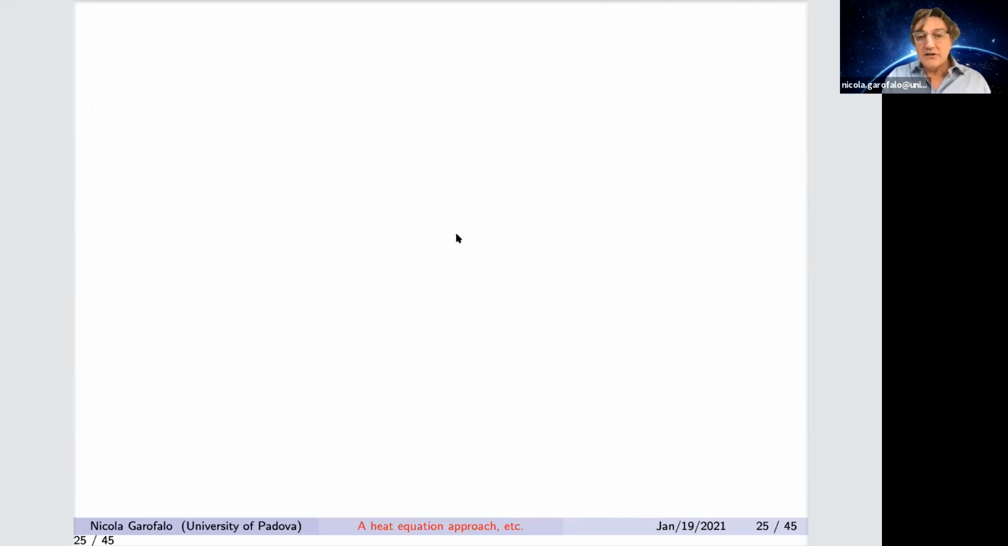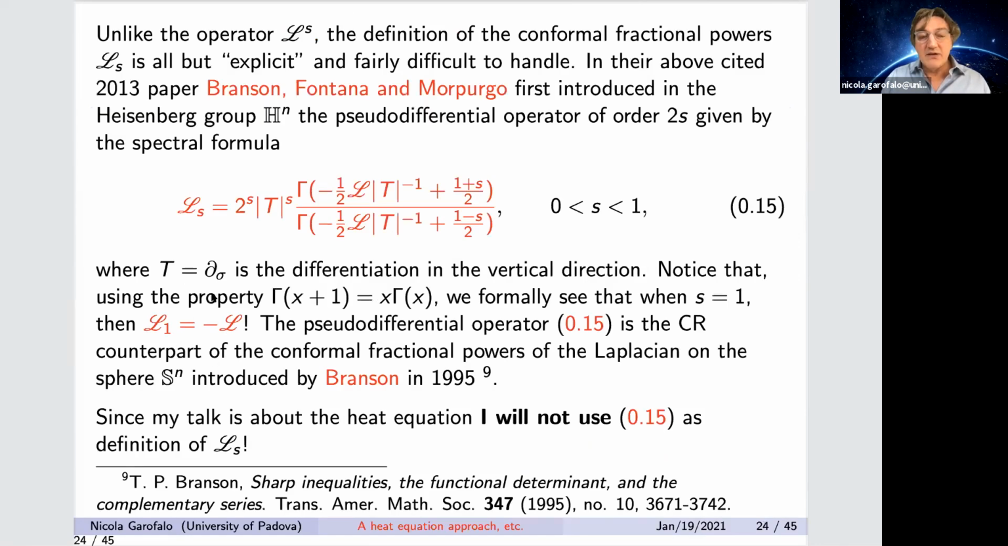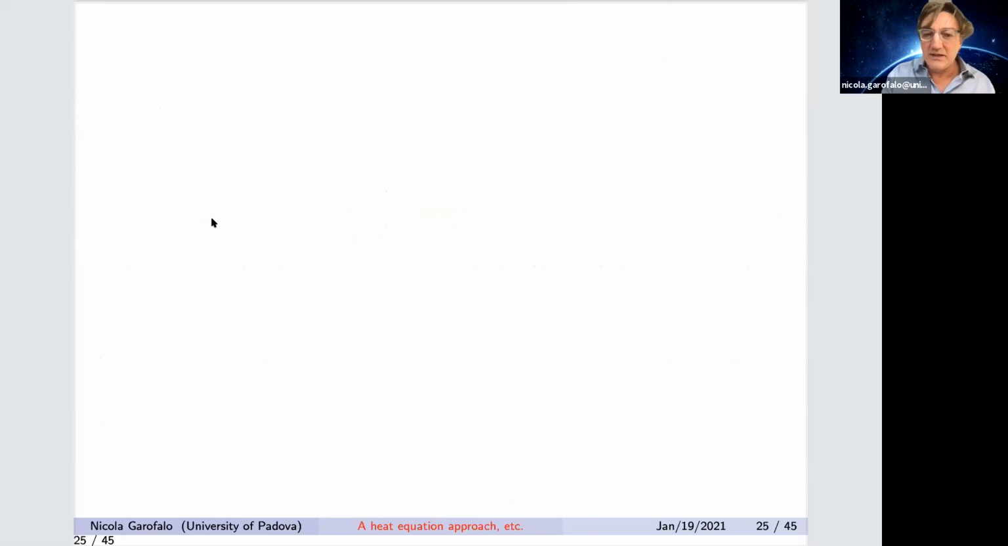Oh, by the way, I did not tell you before that when S is equal to 1, also L upper S coincides with minus L. So the two operators, L lower S and L upper S, coincide only in the limiting case S equal to 1, but they are otherwise incredibly different from one another.